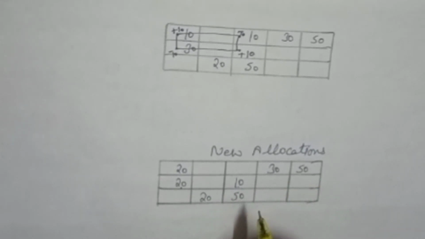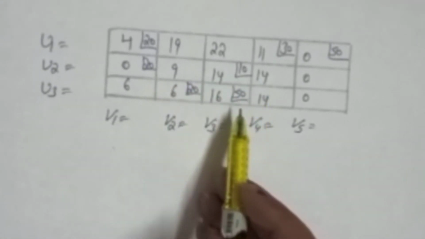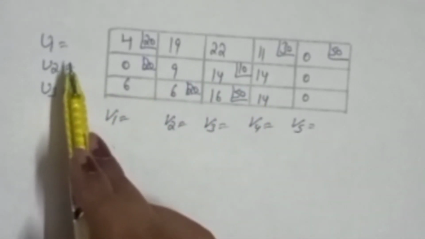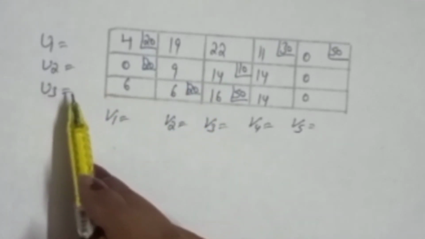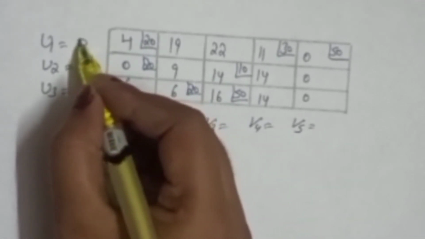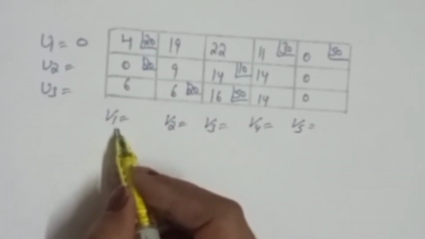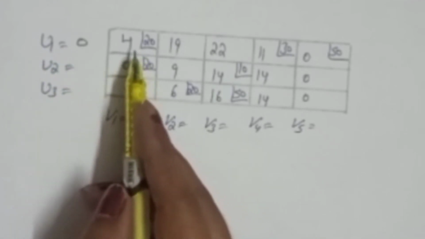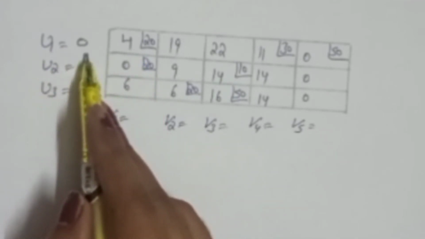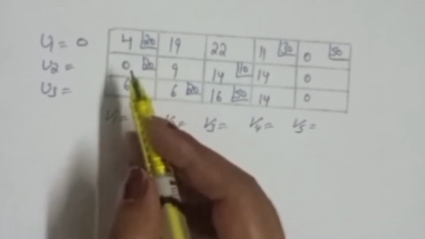We will go through this matrix. So this is our matrix. Now we will calculate ui and vj values for this matrix. Now we will write u1 is equal to 0. If u1 is equal to 0, then we can find the value of v1, because u1 plus v1 is equal to this cell value. So u1 is equal to 0. 0 plus 4 is equal to 4.